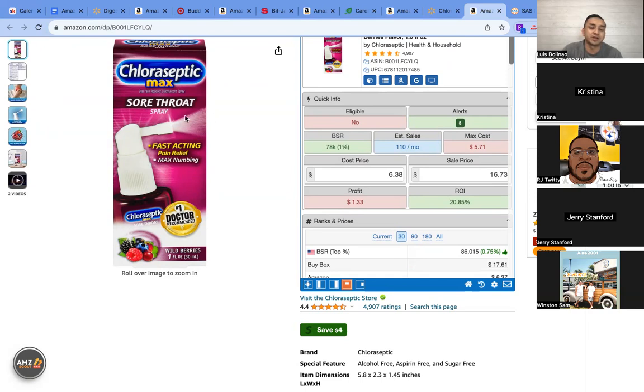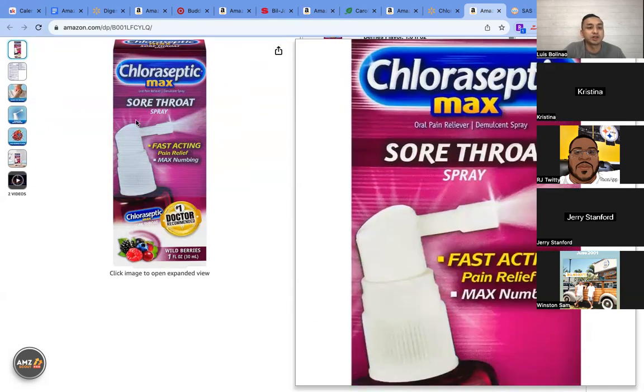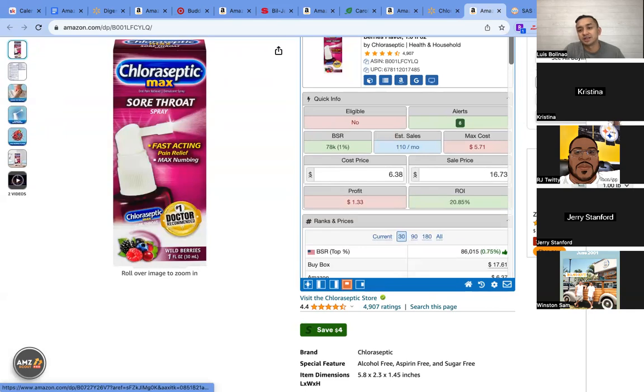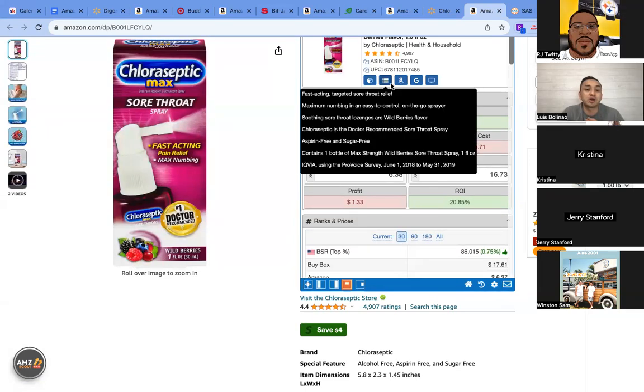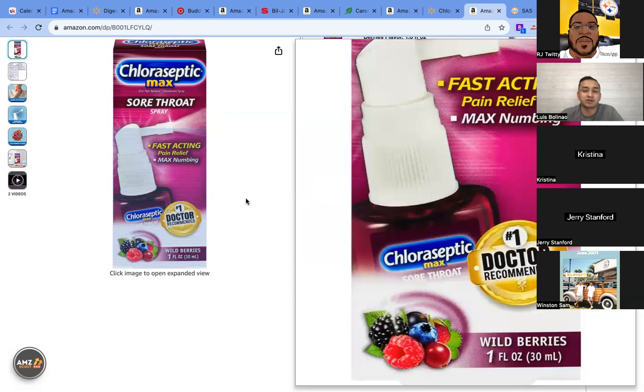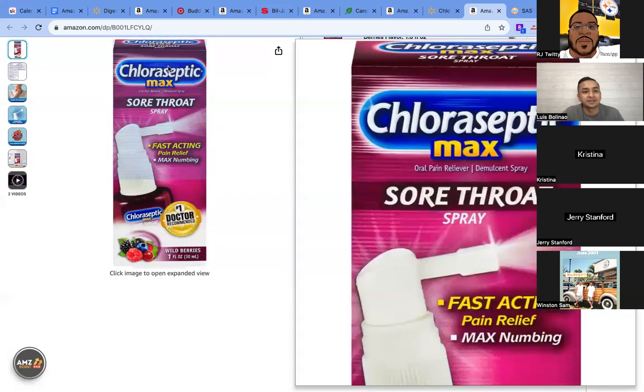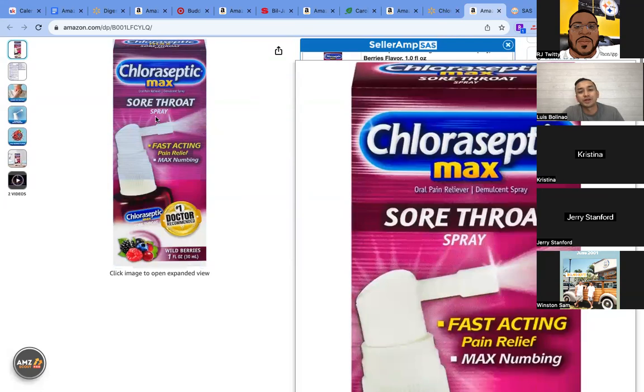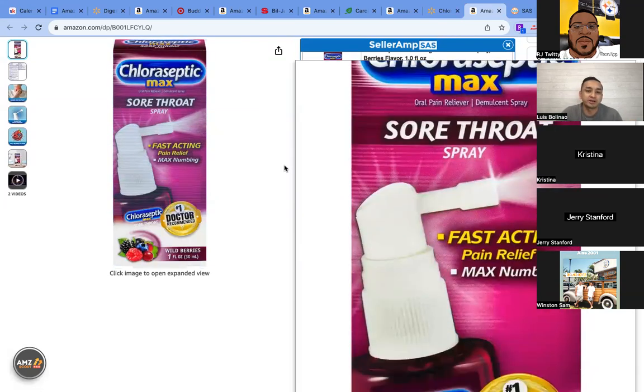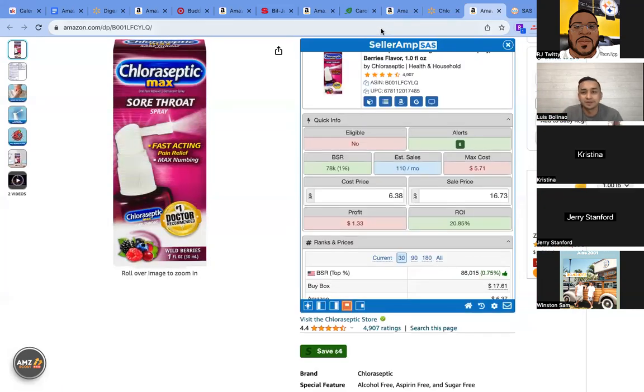Actually, yes, I do avoid clothes and shoes because of the return rate. I tend to stay with household products because the return rates for household products are pretty low. But as you guys know, clothes and shoes have a higher return rate because people want to buy clothes, and then if it doesn't fit them, they return it, right? But if you're selling stuff like this, like a sore throat spray, it's a product that has a lower return rate.